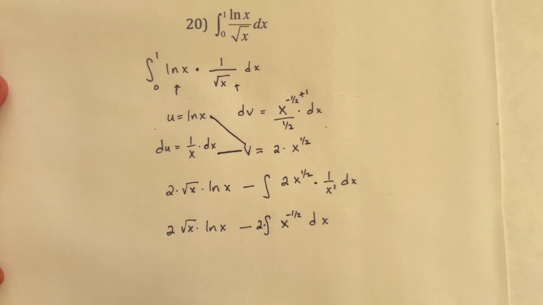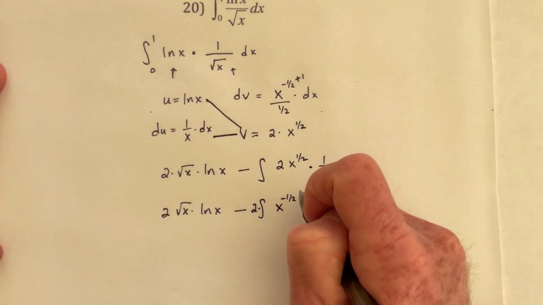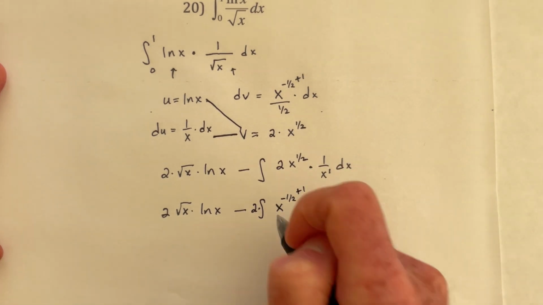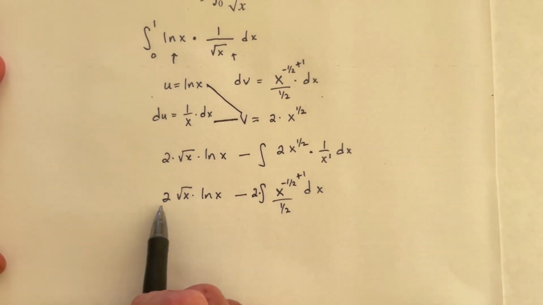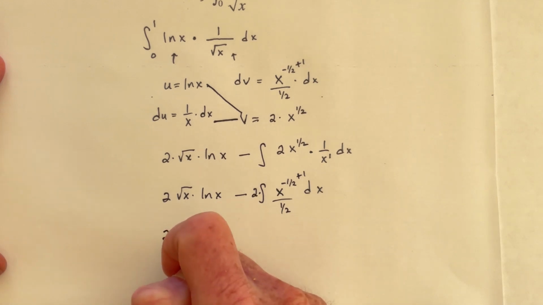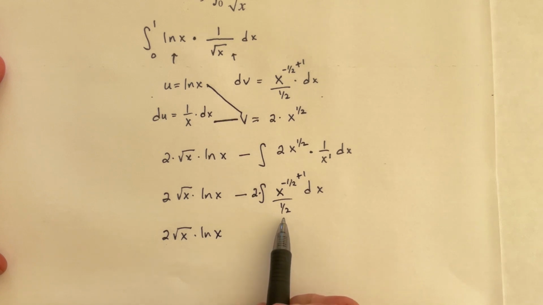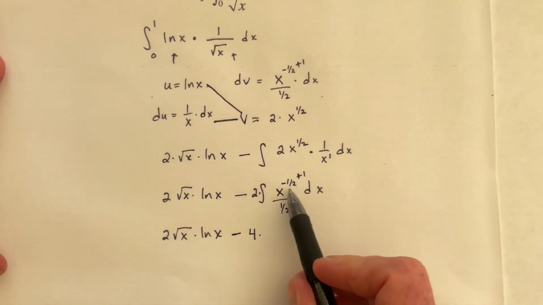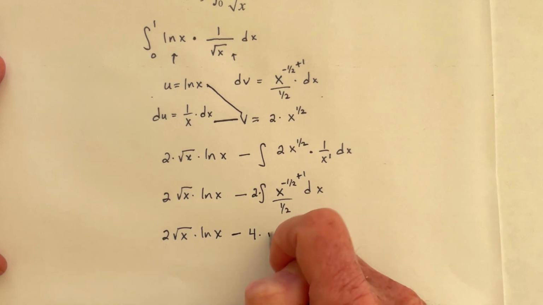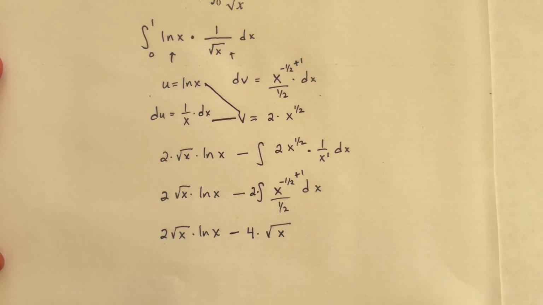And believe it or not, we're almost done. We're only at 3 minutes and 17 seconds. So add 1 to the exponent, that's going to be a half, and then divide by that half. So this is still a part of the answer, 2 square root of x times natural log of x. When you invert and multiply, this becomes a 2 times that 2 makes 4. And then this part right here becomes x to the half, so that means square root of x. All right, we're done with the antiderivative part.